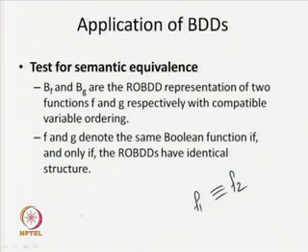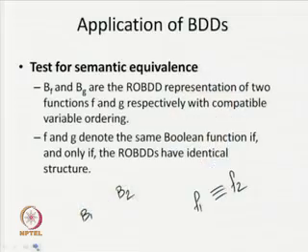Now, if we construct BDD B1 for f1 and BDD B2 for f2 with a particular variable ordering, that means they should have a computable variable ordering. Once we construct these BDDs for functions f1 and f2, and eventually find that both have the identical structure, then we can say that both f1 and f2 represent the same Boolean function. That means f1 and f2 are equivalent. So, semantic equivalence can be checked very easily once we have the BDDs for these two functions. If they have the identical BDD representation with respect to a computable variable ordering, then we can say that these two functions are equivalent.